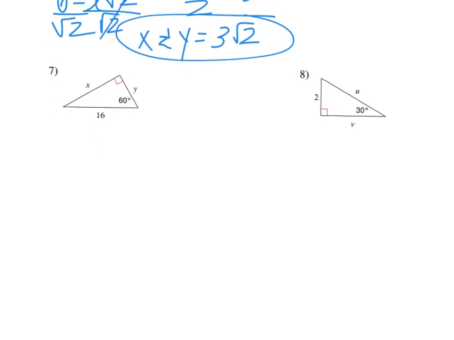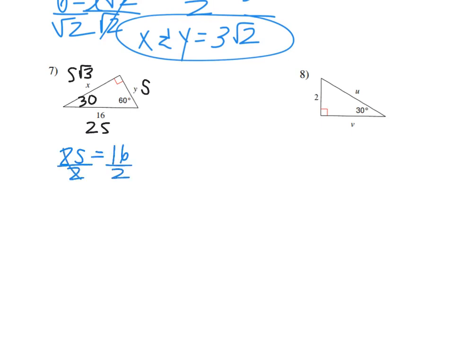Okay, 30, 60, 90s. We have got 30, 60, and 90. So 30 is across from the short leg, 60 is across from the long leg, which is S root 3, and then our hypotenuse is 2S. So I have that 2S is equal to 16.